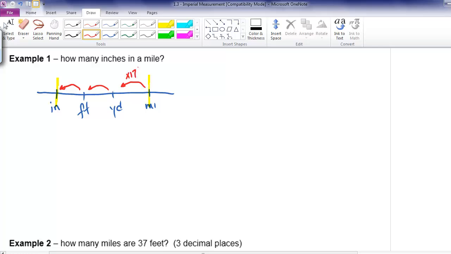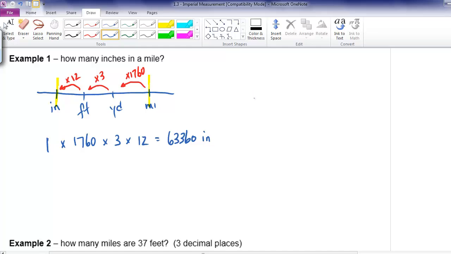So we have 1,760, we have 3, and we have 12. And when we do this conversion, then we have 1 mile. And again, the nice thing about the unit line, we don't really care about the units. We know we want to finish off in inches. We're going to multiply by our first conversion factor, our second, and our third, and we're going to end up with 63,360 inches.